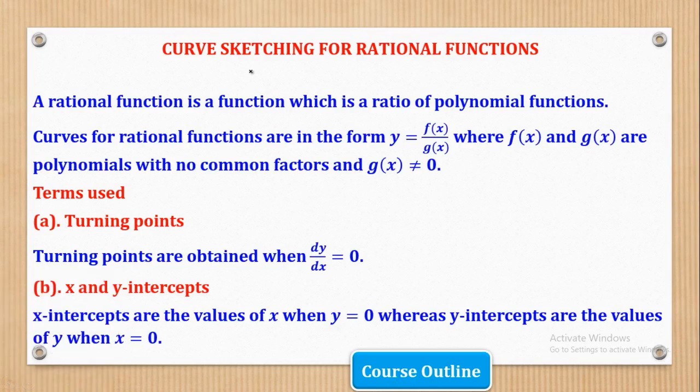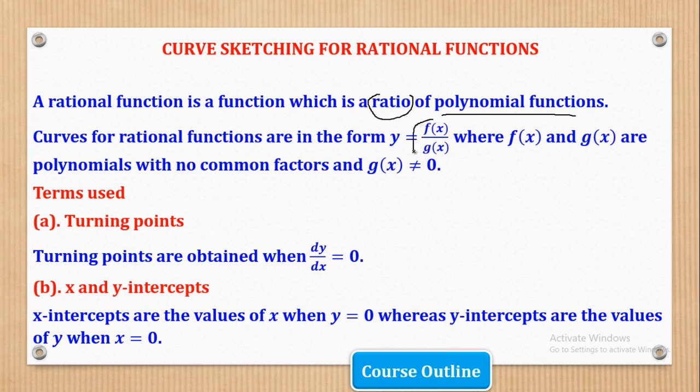Previously, under the application of differentiation 1, we covered curve sketching, but that curve sketching was only for polynomial functions. For example, they could be quadratic expressions or cubic expressions. But now we are going to deal with ratios or quotients.